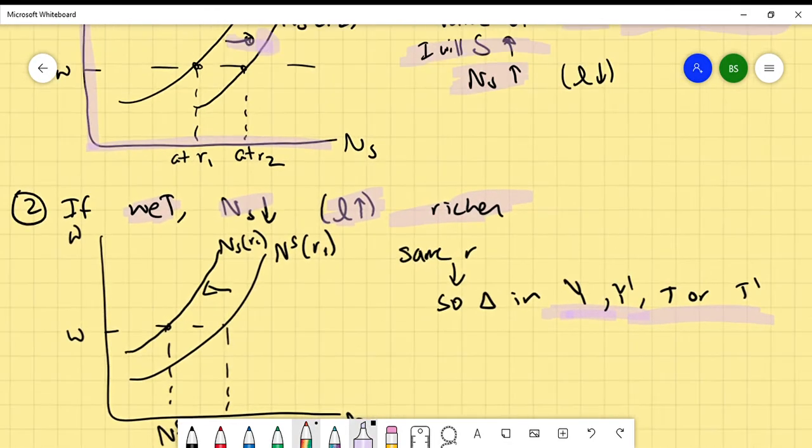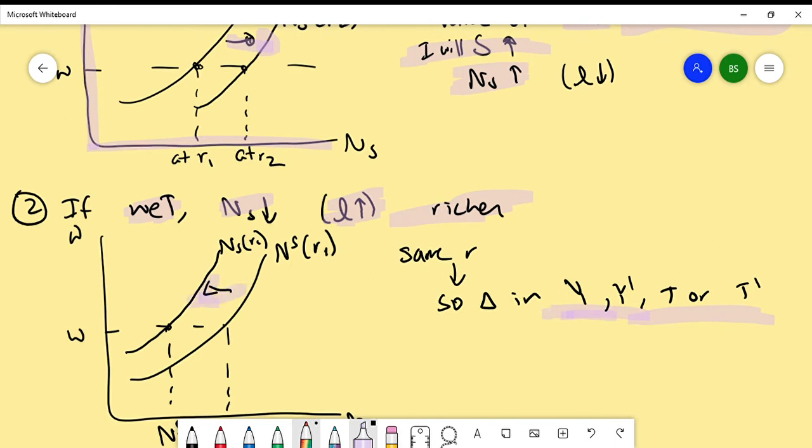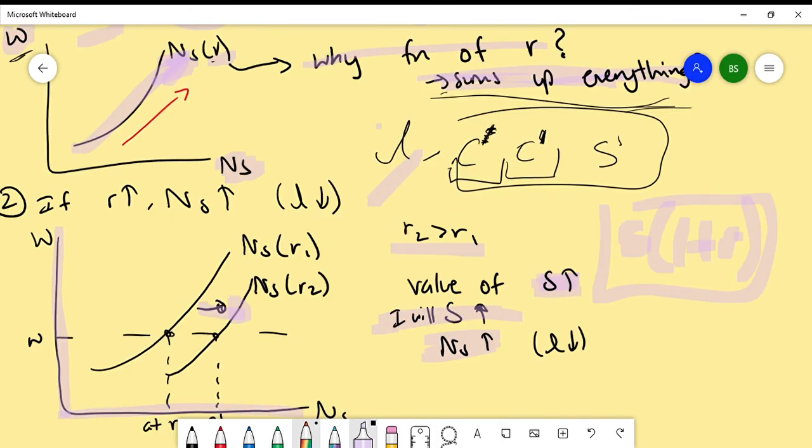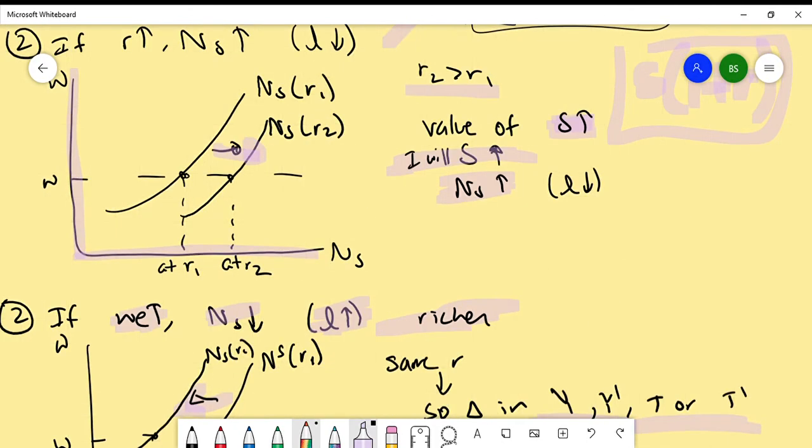So basically, if lifetime wealth increases, there's a leftward shift with the same rate. If the rate were to increase, it's a rightward shift. And if the wage increases, it's just a movement along the curve. Great.